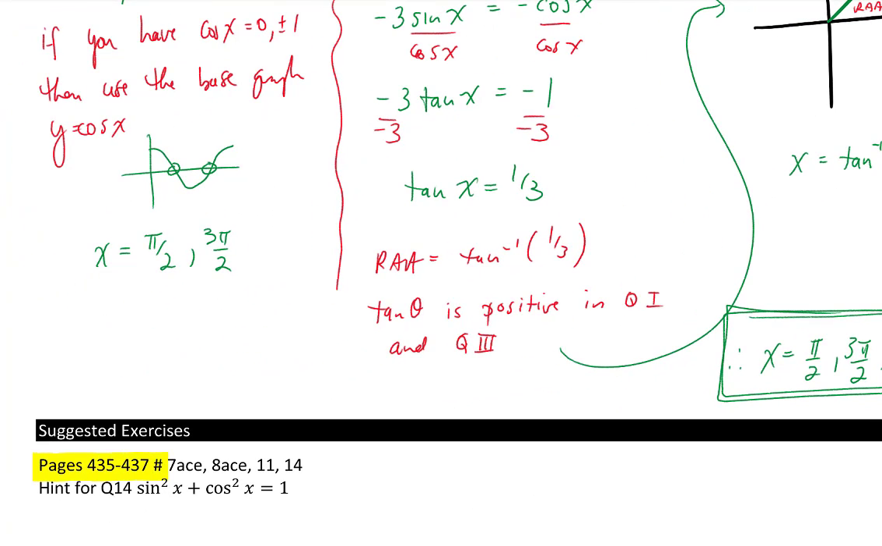Here are some questions I suggest you try. And for question 14, you may need the following trig identity. Sine squared x plus cos squared x equals 1. Good luck.